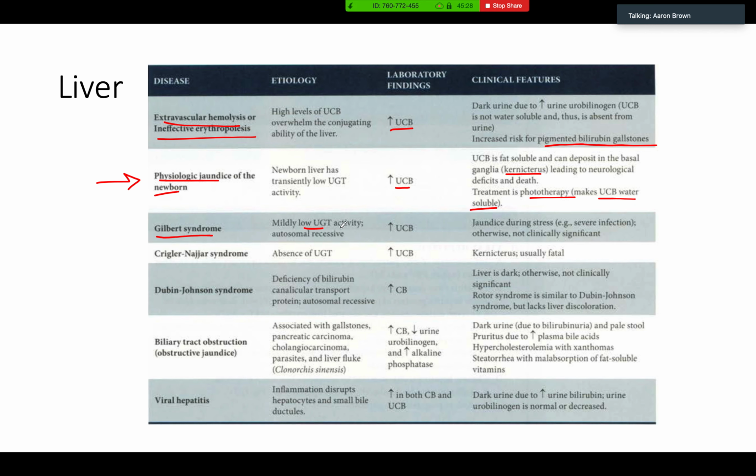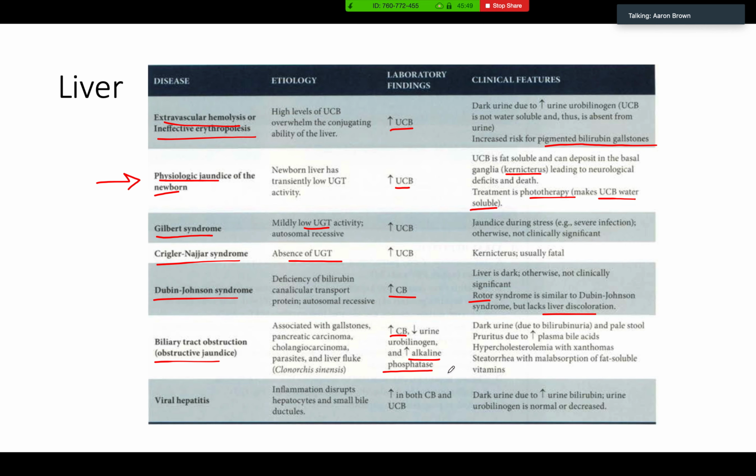Gilbert's, again, mildly low UDP glucuronosyl transferase. Crigler-Najjar, very, very bad. Dubin-Johnson, we look for a black liver and elevated conjugated bilirubin. Rotor being the same thing, but lacking that liver discoloration. Biliary tract obstruction, you told me this already. Elevated conjugated, elevated unconjugated. Also look for elevated ALK phos.